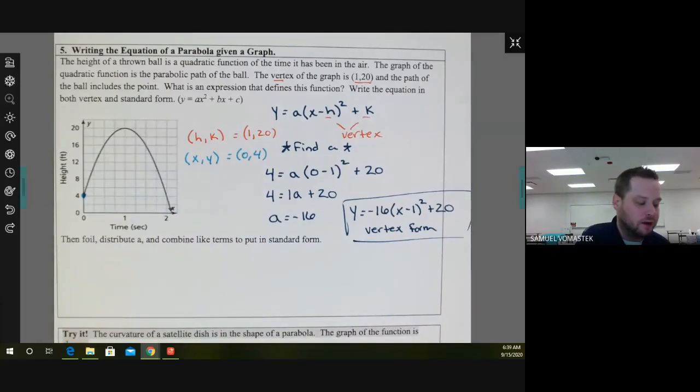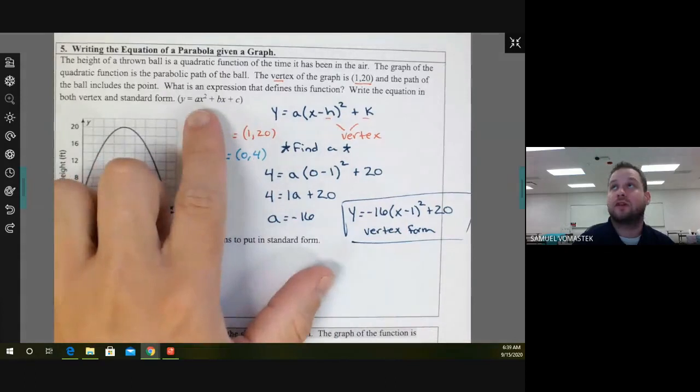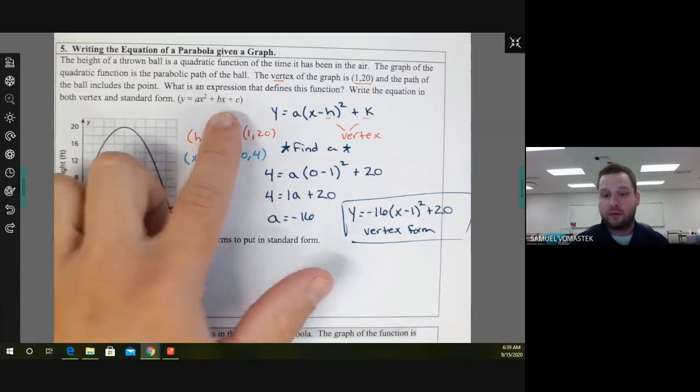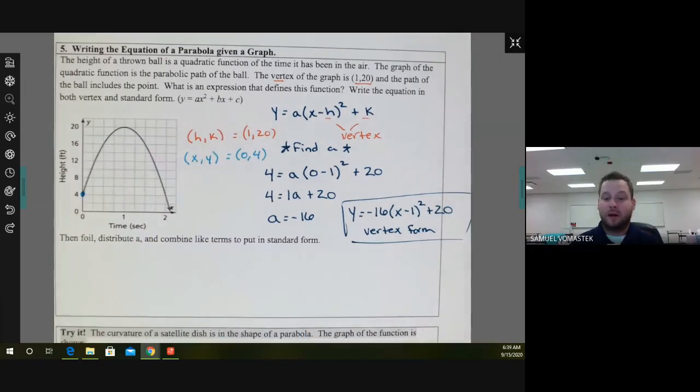Next step, we want the standard form. It's kind of like the new form for today, but not really. Standard form is when it's multiplied all out, so you have ax squared plus bx plus c. You want it all multiplied out. We're not going to have parentheses or anything going on. We need to get rid of all that. So what we're going to do is follow order of operations here. We're going to do PEMDAS.